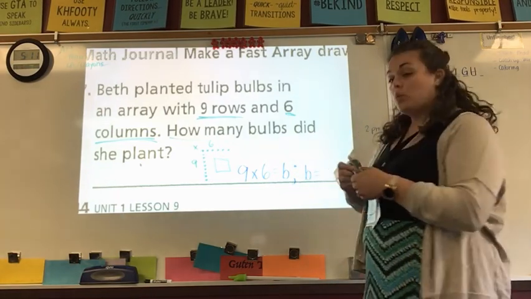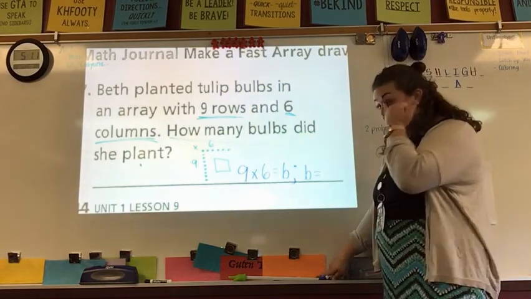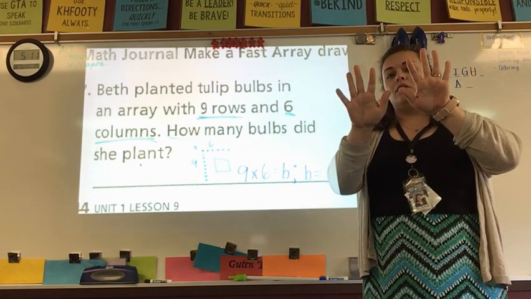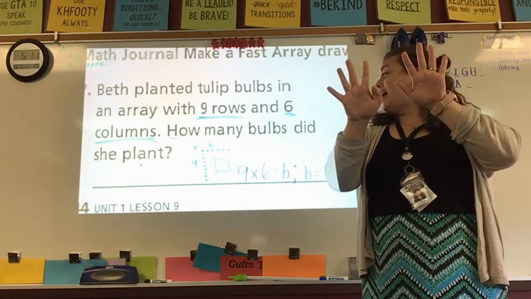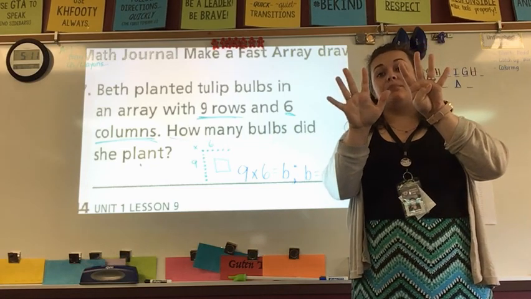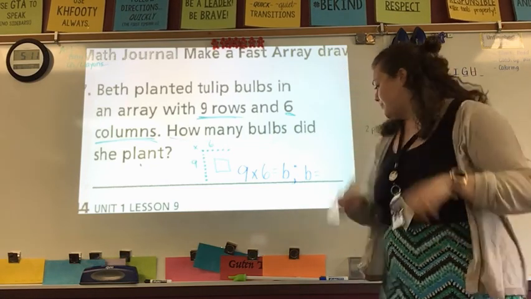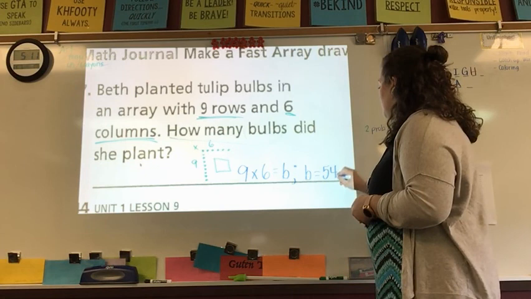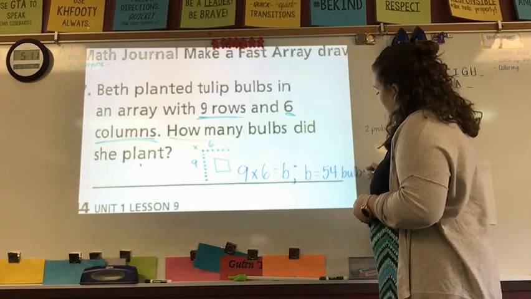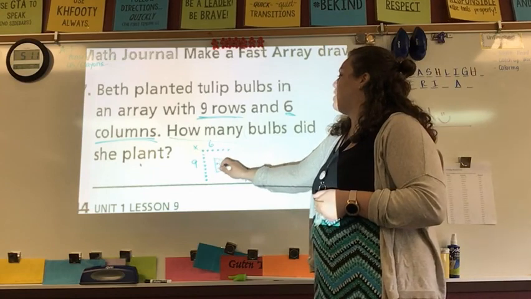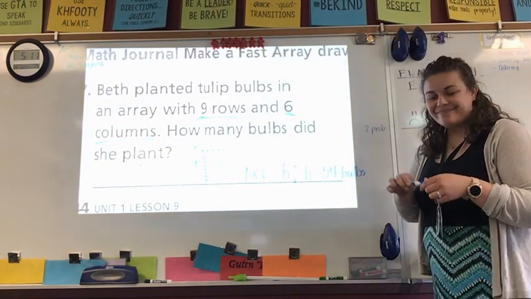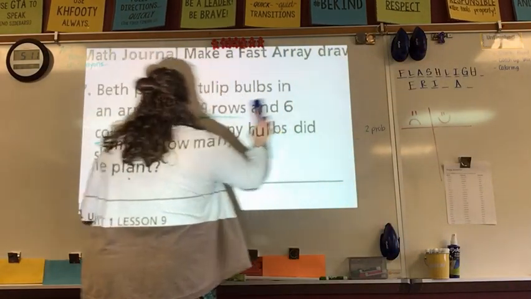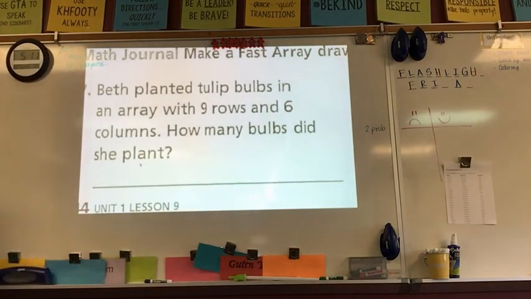B equals what? Let's go ahead and use our 9s trick. So I would count over 1, 2, 3, 4, 5, 6 fingers, which means that 9 times 6 is 54. B equals 54 bulbs. 54 would have been my big number in my drawing, and that's how I can solve that. Please erase. I'm going to put up another one here for you.